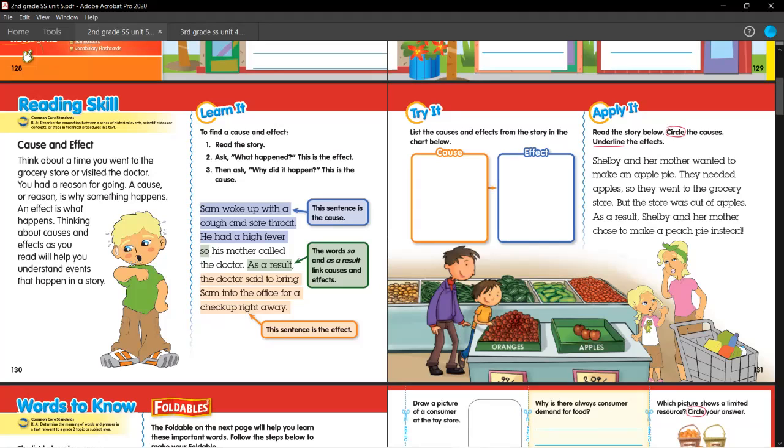The next cause was that the store was out of apples. So the next effect was that they chose to make a peach pie instead. So remember, first cause that we're going to circle is that they wanted to make a pie. The effect was that they went to the store. The next cause was that the store was out of apples. And the next effect was that they chose to make a peach pie instead.